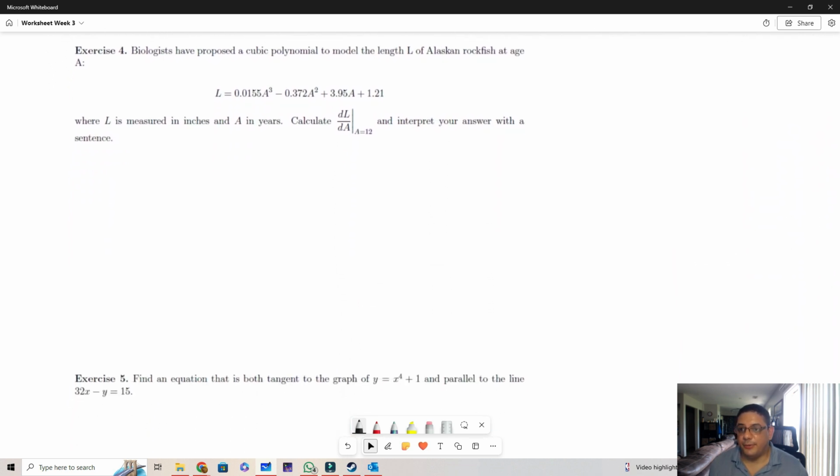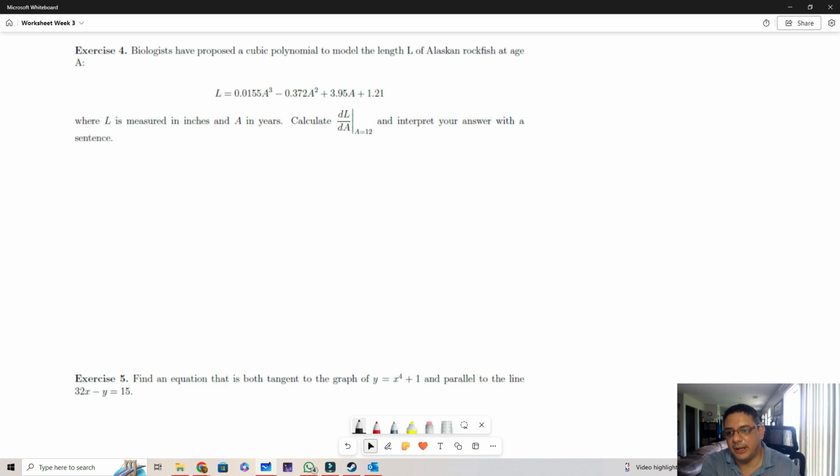Now, exercise number 4 says biologists have proposed a cubic polynomial to model the length L of Alaskan rockfish as a function of age A, and L is given by this cubic function here, where L is measured in inches and A is measured in years. We want to calculate what dL/dA is at A equals 12 and make an interpretation of this.